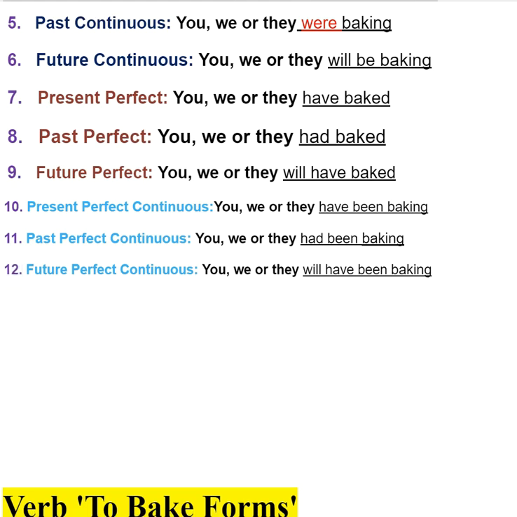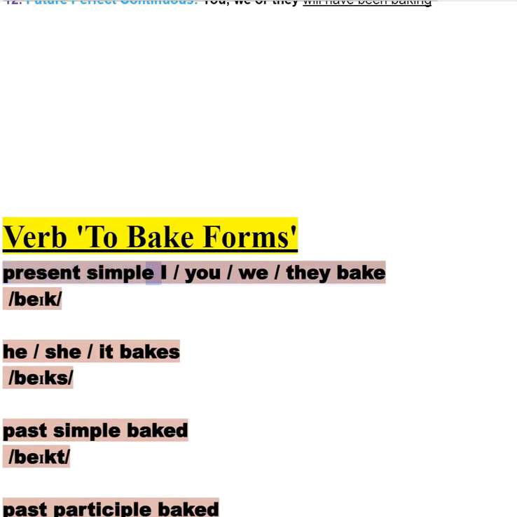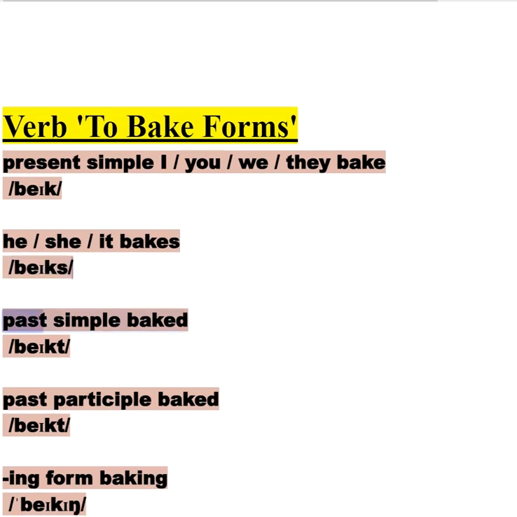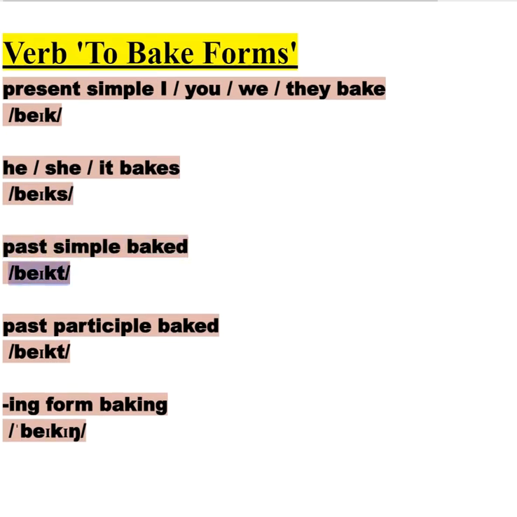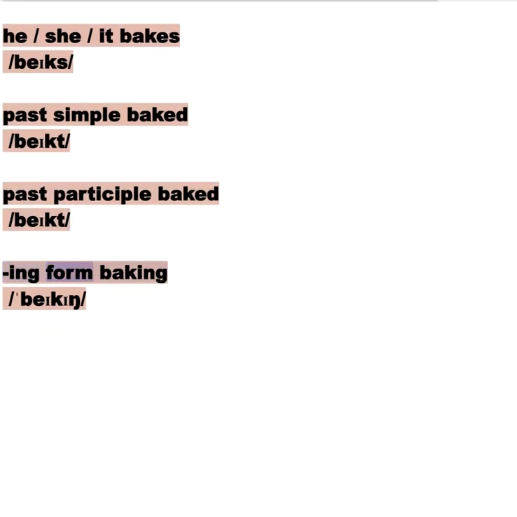12. Future perfect continuous, you, we, or they will have been baking. Verb to bake forms. Present simple: you, we, they bake; he, she, it bakes. Past simple: baked. Past participle: baked. Ing form: baking.